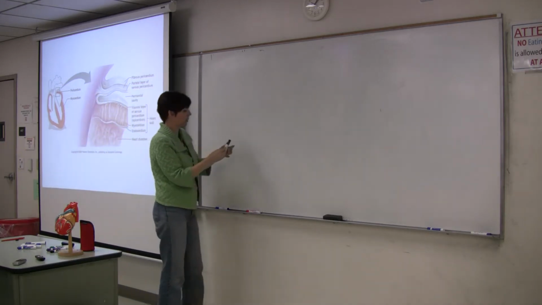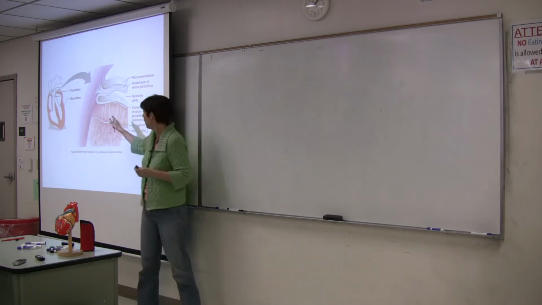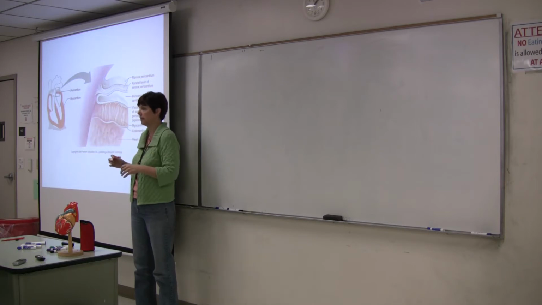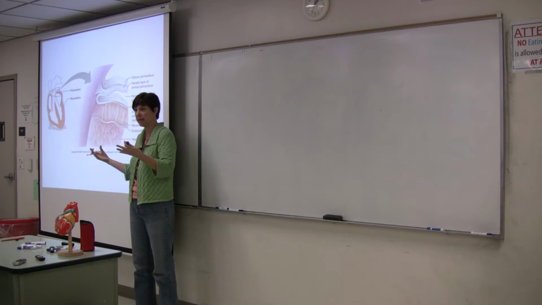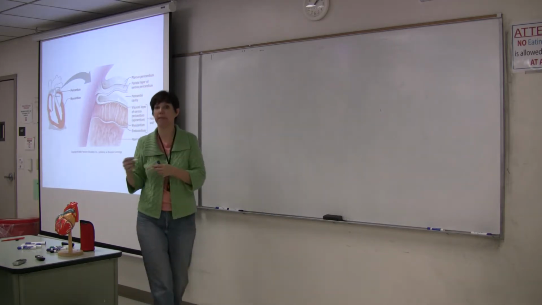All right, so the first structure I'm going to draw is the myocardium. Remember what we call the muscle wall of the uterus? Myometrium. Okay, so myo is muscle, metrium was uterus. We're looking at the heart now, so it's cardia. Okay?